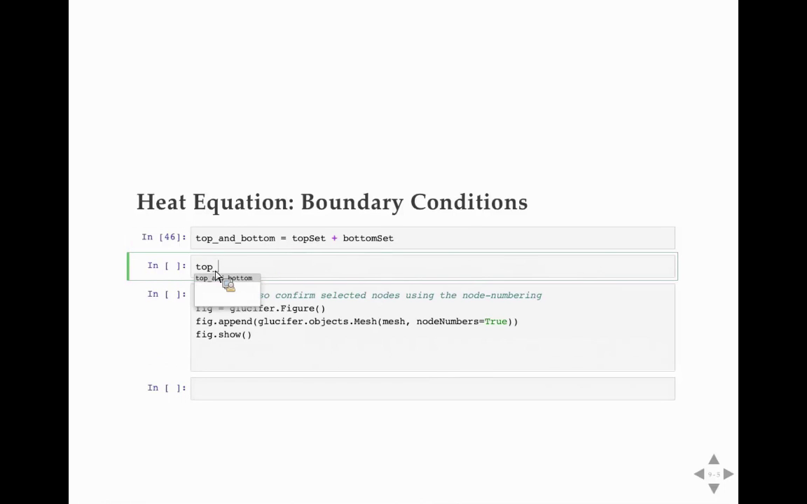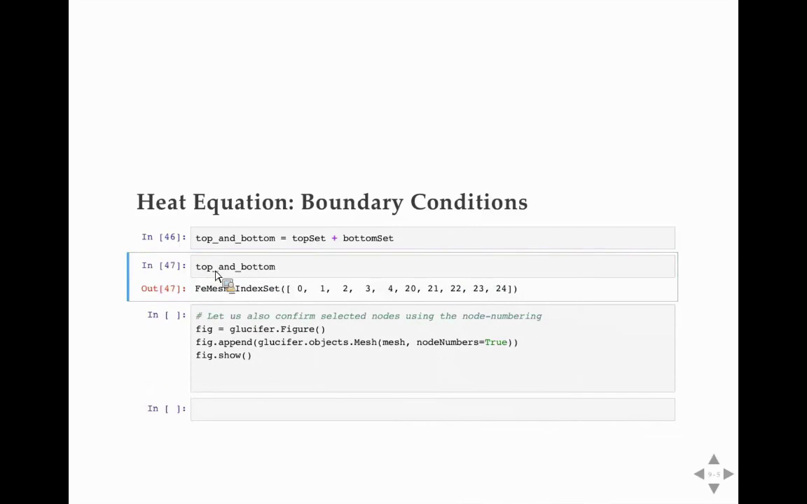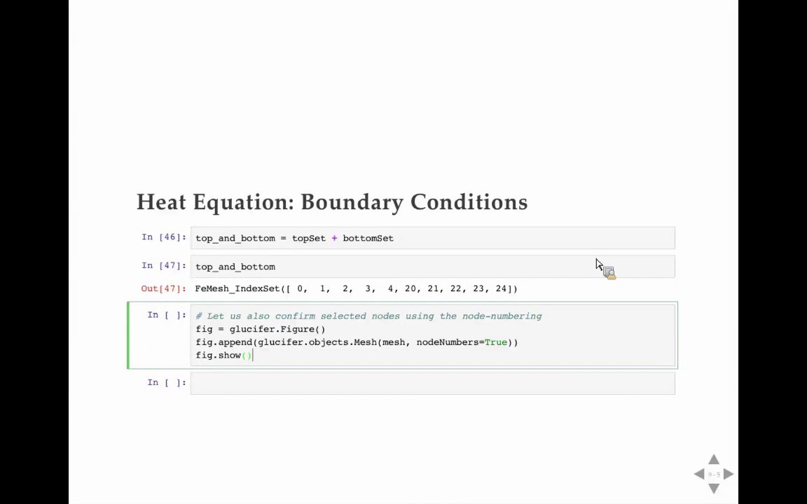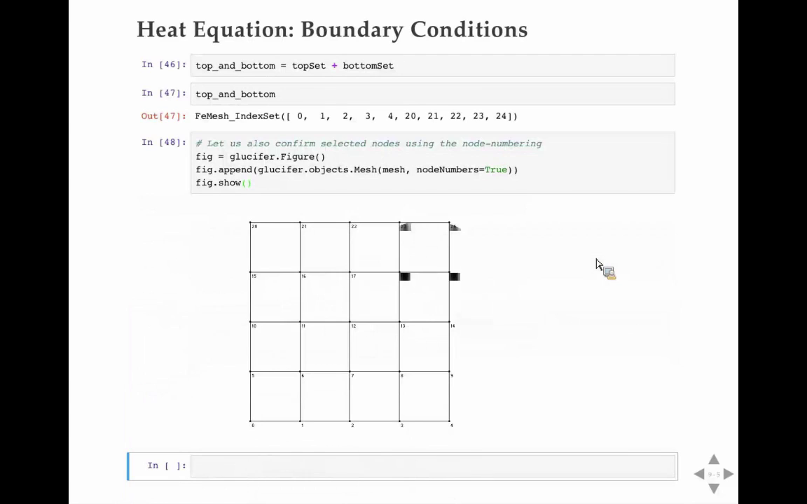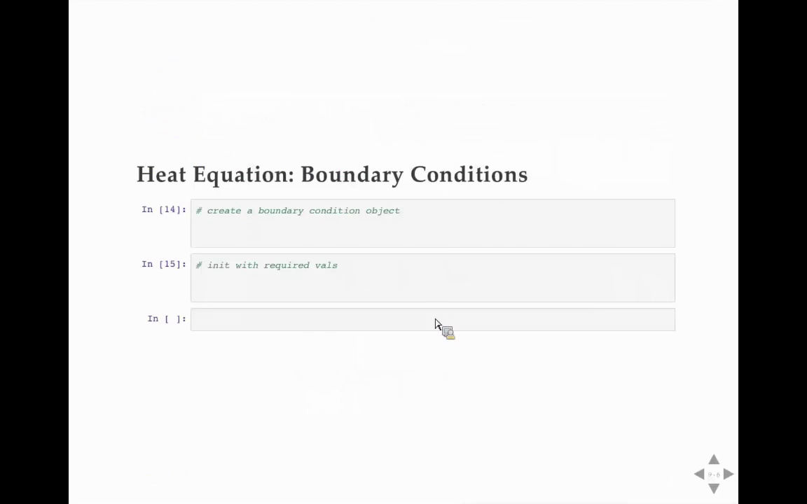Let's have a look at this guy now. Right. So just to finally 100% convince ourselves that we've got the nodes we want: we've captured 0, 1, 2, 3, 4, 0, 1, 2, 3, 4, and 20, 21, 22, 23, and 24. Excuse the artifacts. Right, we've got the nodes we want. We can go ahead and create our Dirichlet boundary condition object.